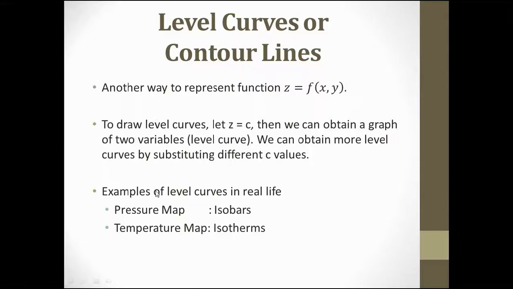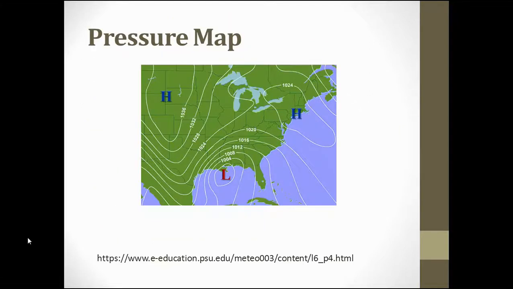Some examples of level curves in real life are the pressure map, which is also called the isobars, as well as the temperature map, which is called the isotherms. So here is an example of a pressure map. This pressure map is pretty simple.